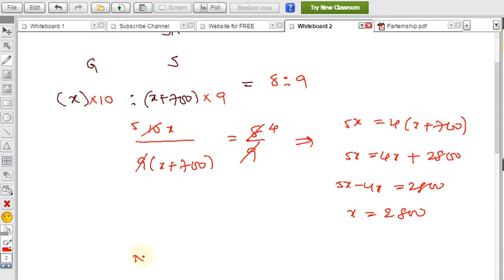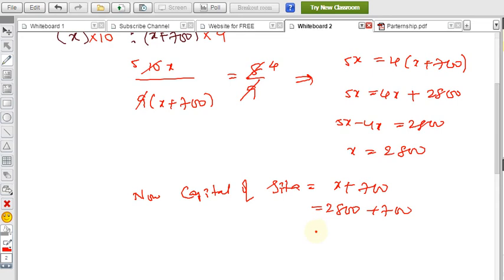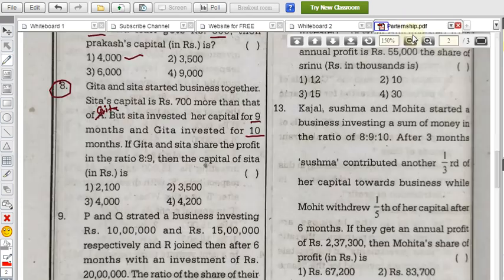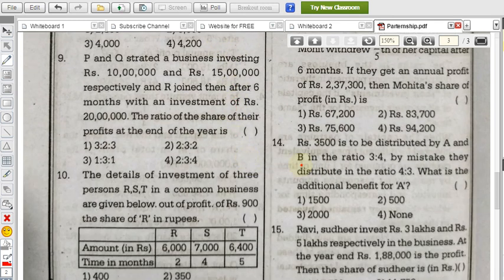X value is 2800. Then they are asking for Sita's capital, which is x plus 700, because x is Geeta's capital. So the capital of Sita is x plus 700, that is 2800 plus 700, which is 3500. So we only need to make the capitals ratio equal to the profits ratio. We'll try to get the sum.